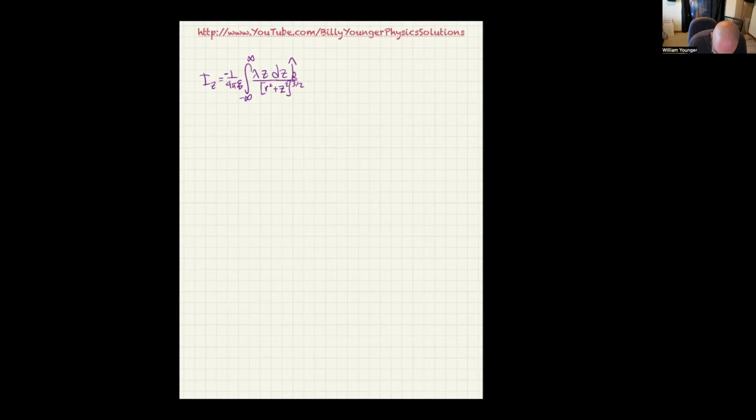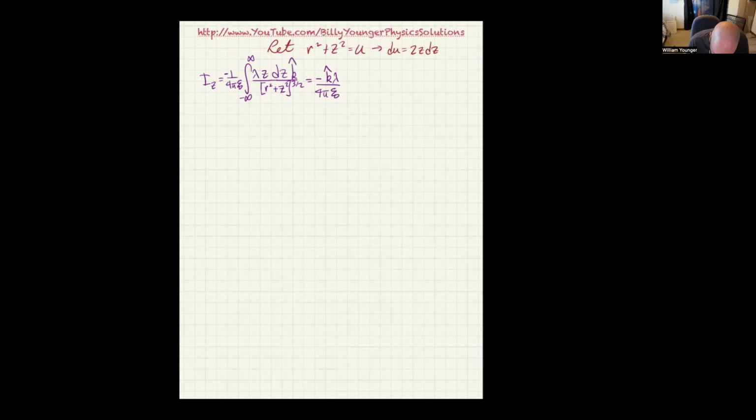I can say let r squared plus z squared equal u, which implies du is equal to 2z dz. So now I can go ahead and say this is going to be negative k hat. I'm just replacing the 1 with the k hat that's on the right hand side, over 4 pi epsilon naught. I'm going to put the lambda over here because I know that's going to happen.